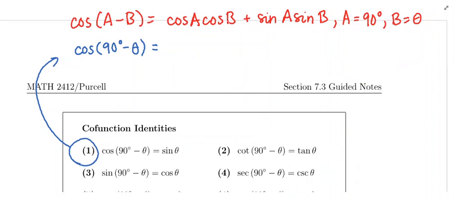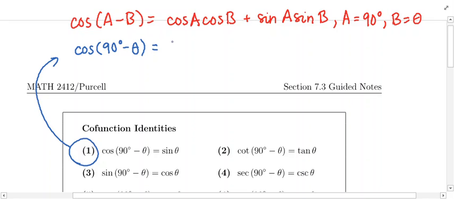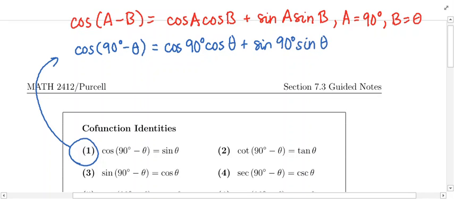So if we expand the cosine of 90 degrees minus theta according to this identity, we're going to get that the cosine of 90 degrees times the cosine of theta plus the sine of 90 degrees times the sine of theta. That is what the cosine of 90 degrees minus theta is equal to.